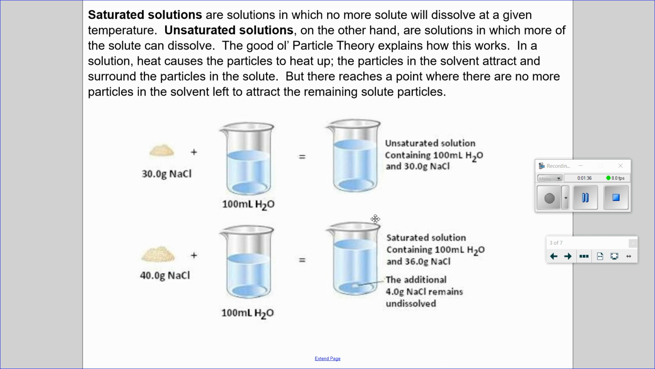When you're mixing this ingredient with 100 milliliters of water, you get an unsaturated solution, meaning that the entire substance has dissolved. And here, I'm going to add 40 grams to the water. I've got a saturated solution. So most of the substance dissolved, but there's 4 grams that remains undissolved. So it's just going to sit at the bottom of the solution.